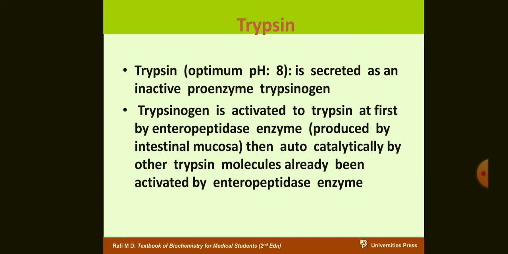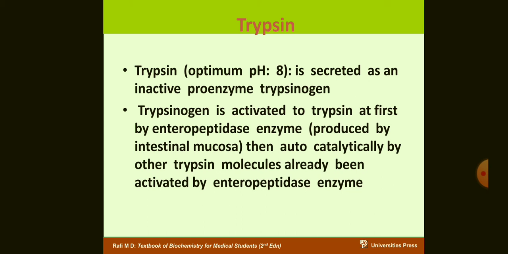the trypsin which is secreted in the pancreatic juice is in inactive form, in zymogen form. The name of that proenzyme or zymogen is trypsinogen. Trypsinogen is activated to trypsin by two methods. At first, by the enteropeptidase enzyme produced by the intestinal mucosa, then autocatalytically by the trypsin molecules which have already been activated by the enteropeptidase enzyme.